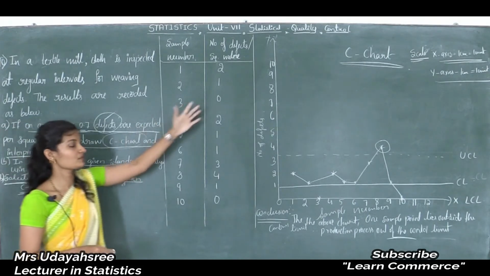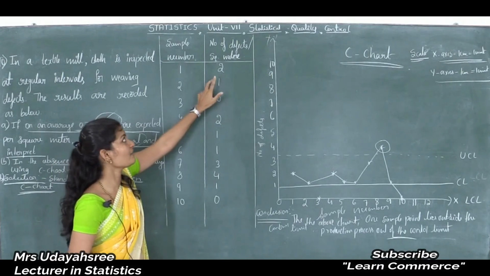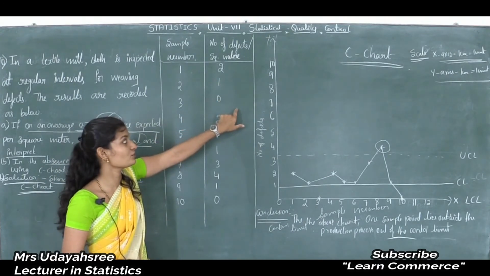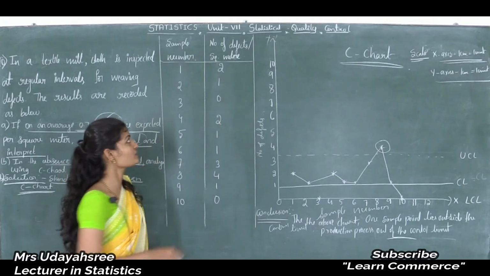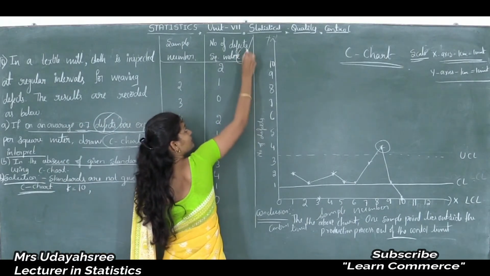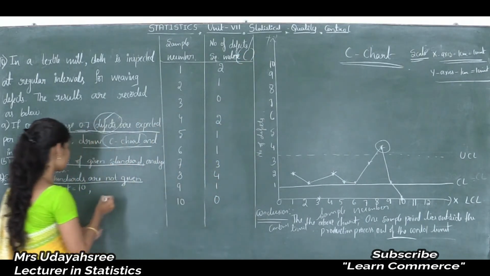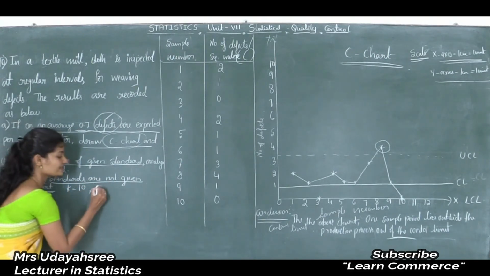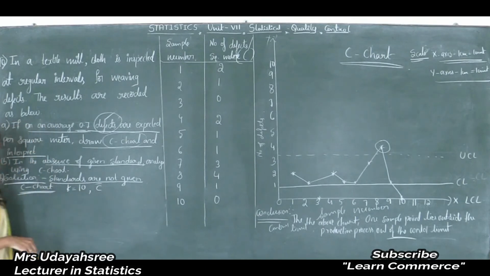And here one more observation is given, that is number of defects. Number of defects is denoted by C. So, here C observations are given. And next, in the standards are not given case, we need to calculate C bar. Okay, before that, let us see the control limits. There are three control limits: first one is central line, lower control limit and upper control limit.